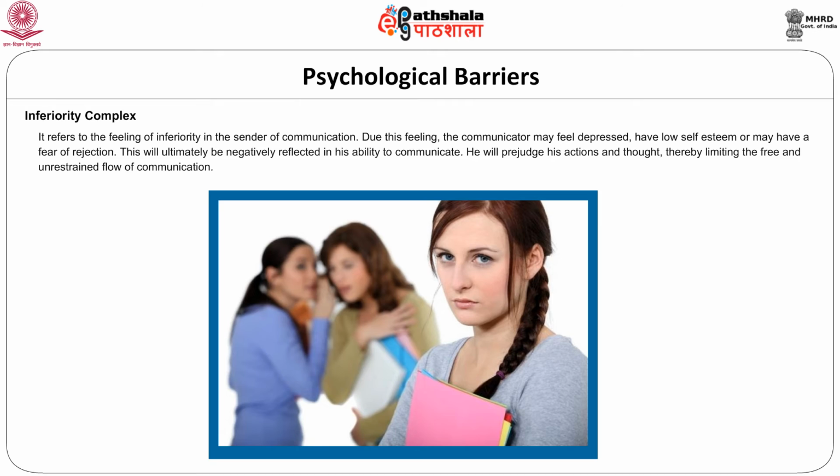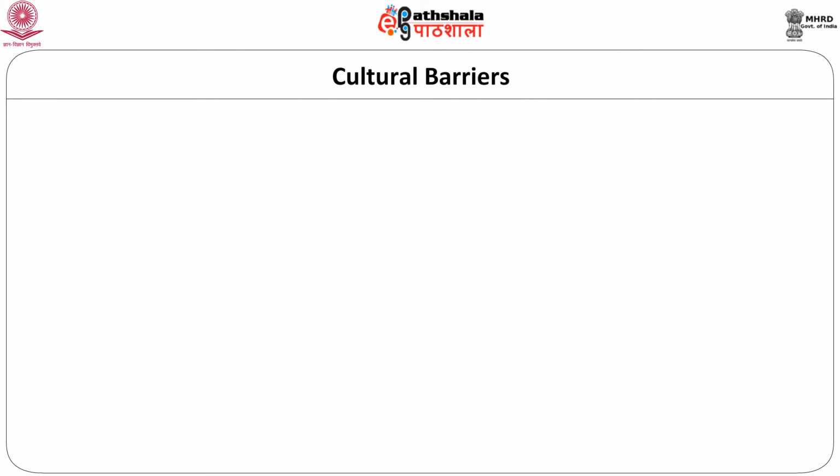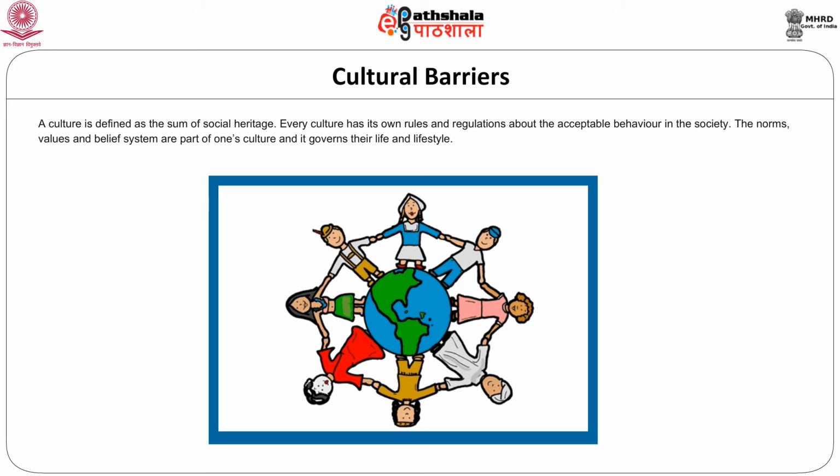Now we come to the third category of barrier, which is cultural barrier. A culture, we all know, is defined as a sum of social heritage. We are grown up in a culture and accordingly we acquire certain habits, certain ways of behavior. Every culture has its own rules and regulations about the acceptable behavior in the society. The norms, values and beliefs are all part of one's culture, and it governs their life and lifestyle. Some of the cultural barriers are discussed hereunder.